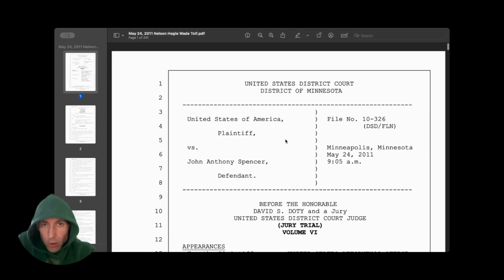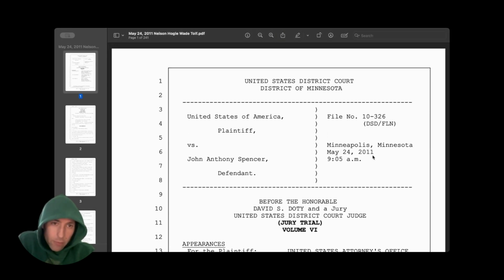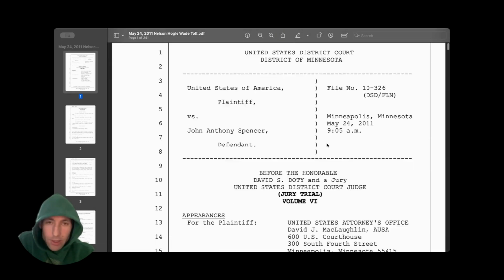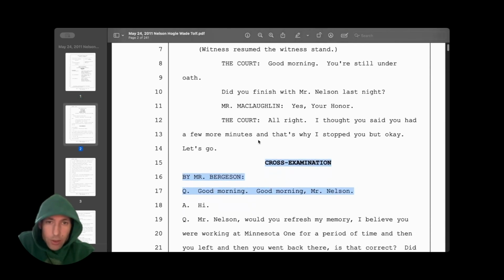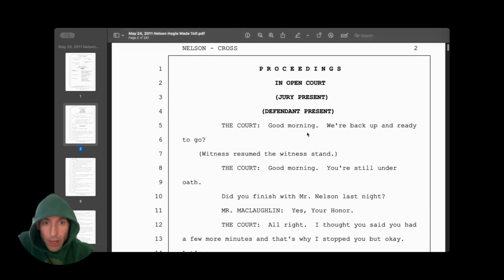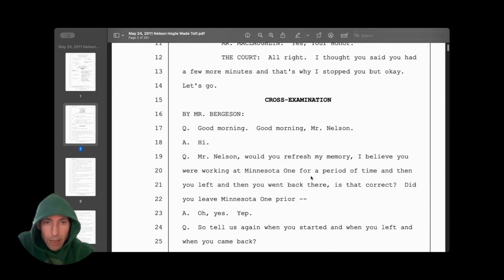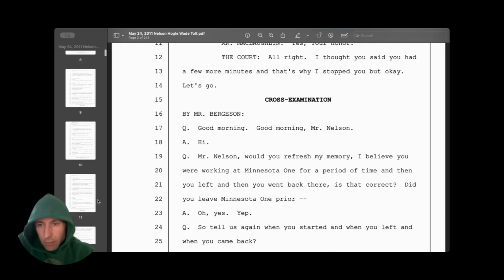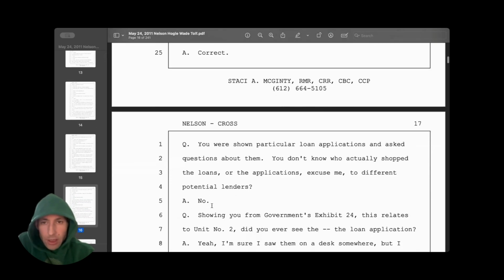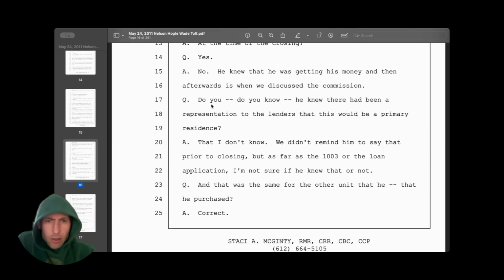Okay, so this is document 151, trial transcripts from May 24th, 2011 in case 10326. I'm not sure why this one's not stamped, but they're finishing up direct from this witness, Mr. Nelson, and we're going to go into cross-examination. Now, when we go down to page 16, here's the base question, and it's on line 17. Do you know he knew there had been representation to the lenders that this would be a primary residence?